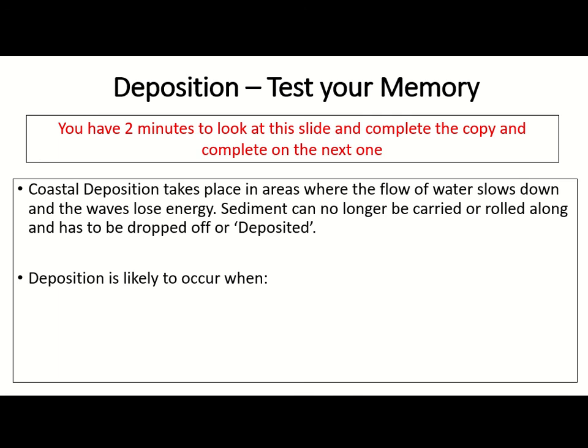And the only reason that waves are going to drop off sediment is because they can't hold on to it any longer. Now we need to know, and you need to know, the reasons why waves cannot any longer carry the sediment they've been carrying for all this time. So there are a number of factors that could affect the wave's ability to carry sediment and therefore lead to it depositing it on the coast. Okay, so the reasons why it will happen.